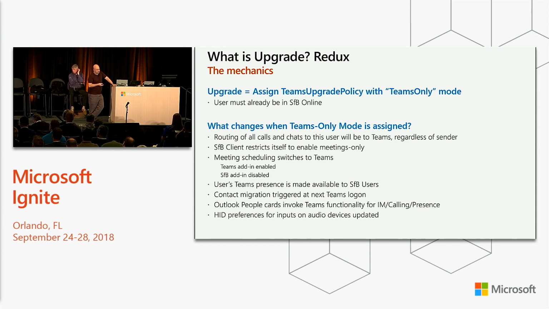There's contact migration, and I'll talk a little bit more about how that works on another slide. But basically, when you first log on to Teams, contacts that you had in Skype for Business Online, you'll get them in Teams. The people card in Outlook now needs to be a Teams experience instead of a Skype experience. Things like the HID preferences, the HID controls, like on your audio device, the little volume thing that controls how loud it is, should that talk to Teams or talk to Skype? So that thing honors the policy.